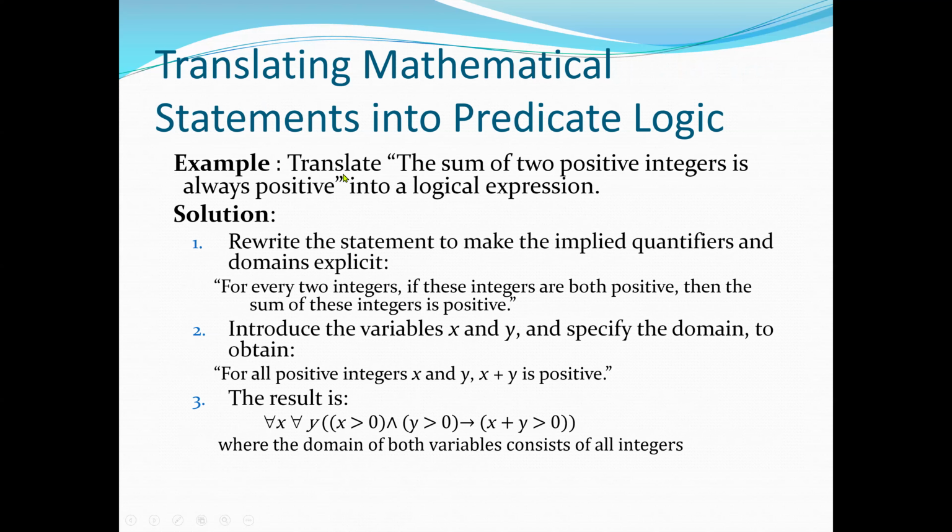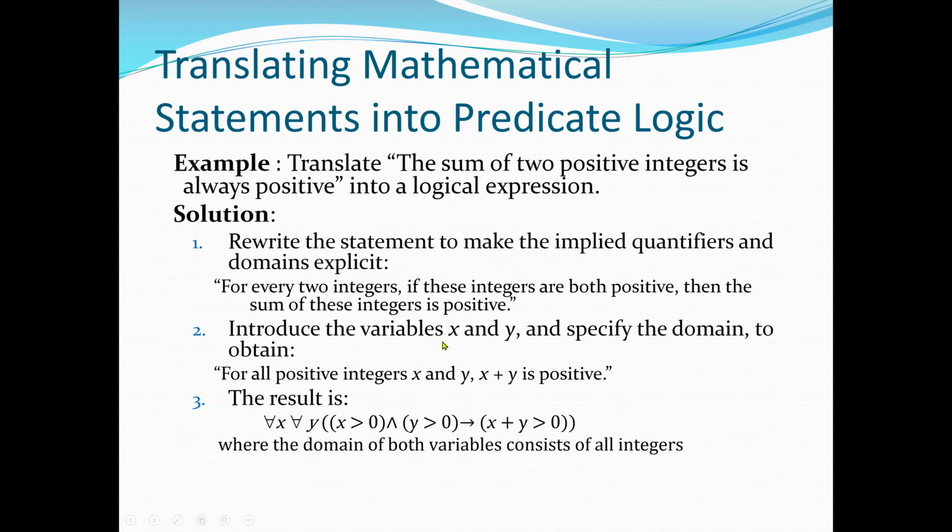So another example here, we should translate the sum of two positive integers is always positive into a logical expression. So again, the sum of two positive integers is always positive. This time we need it in a logical expression. So here we can rewrite a statement to make the implied quantifiers and domain explicit. So here we say for every two integers, if these integers are both positive, then the sum of these integers is also positive.